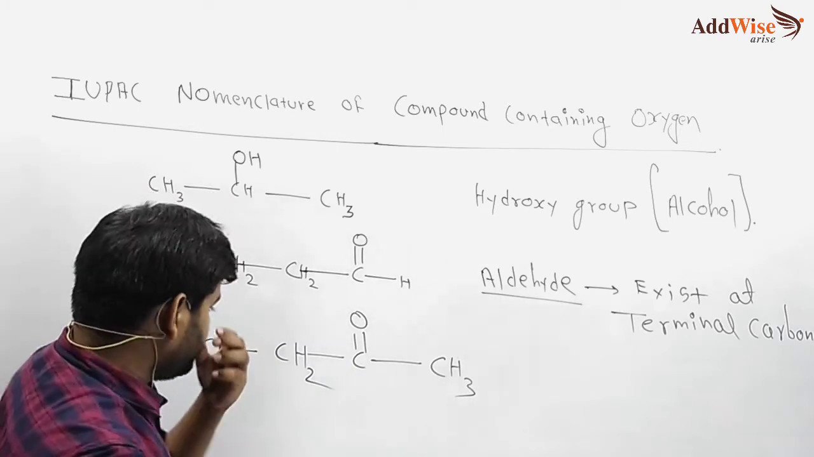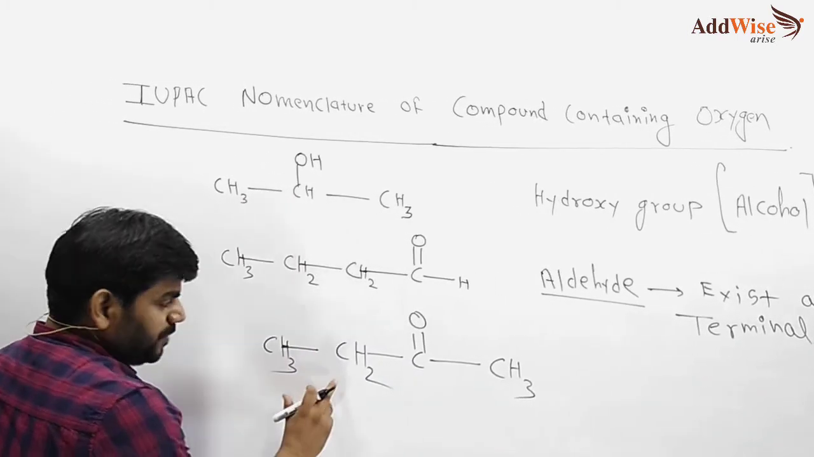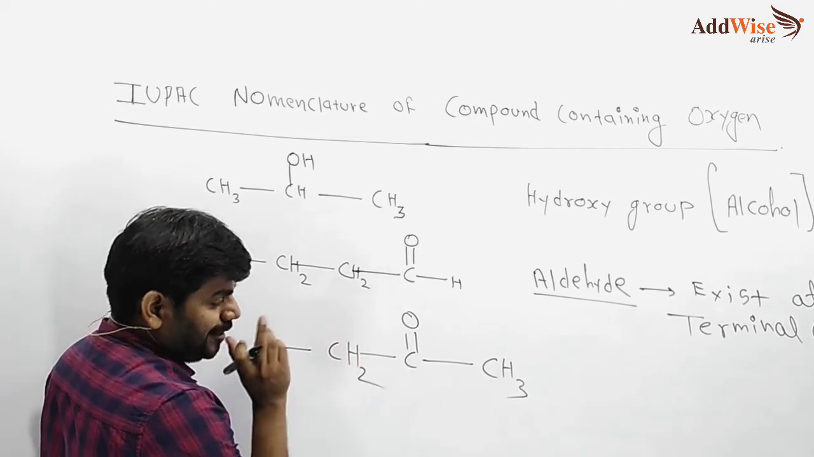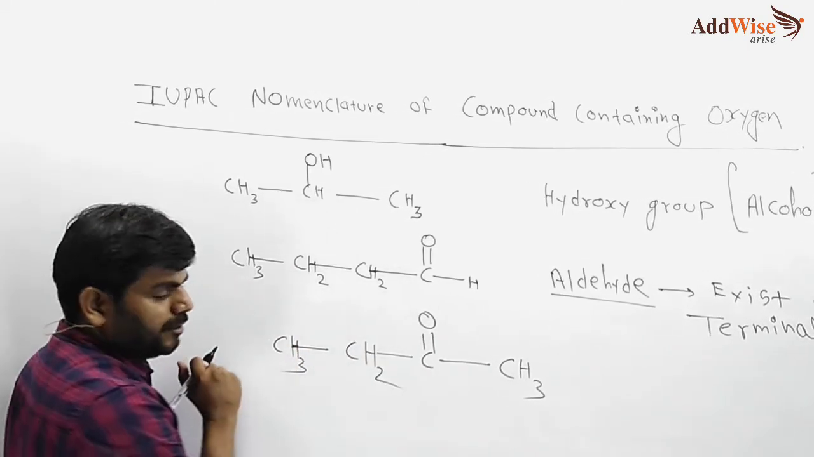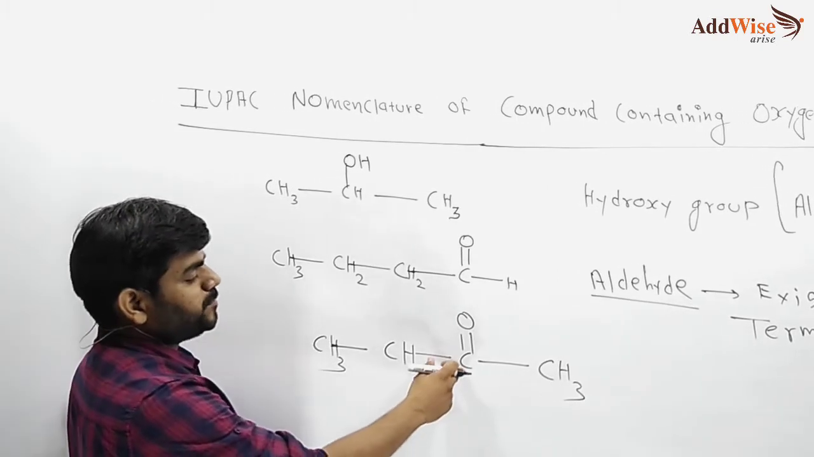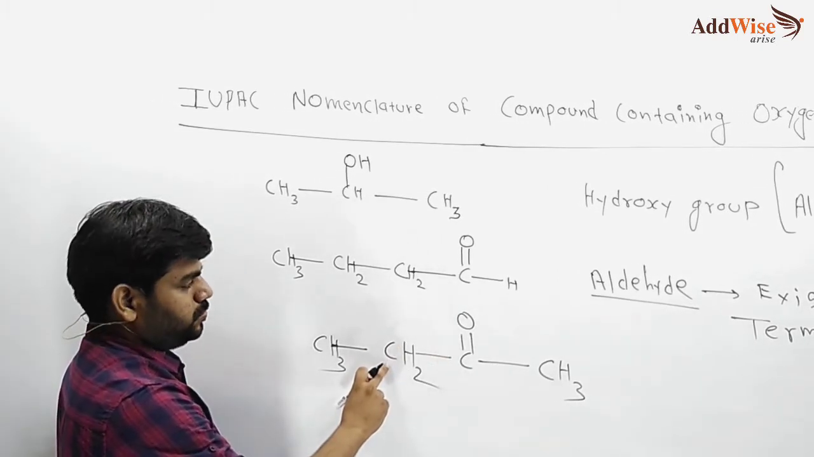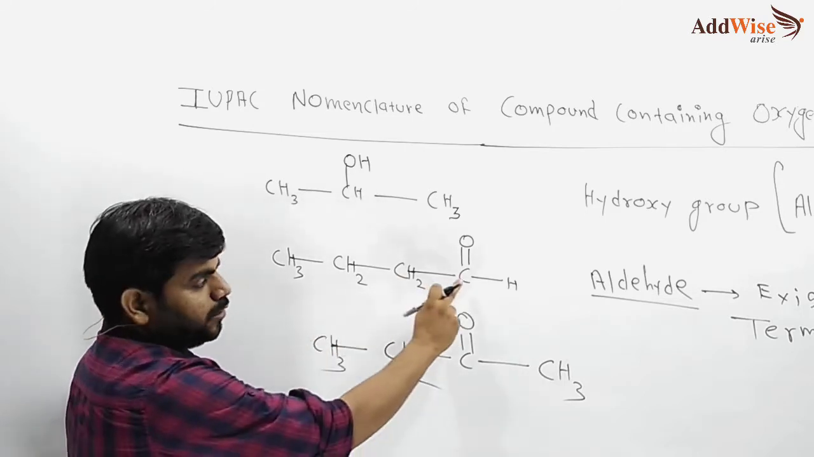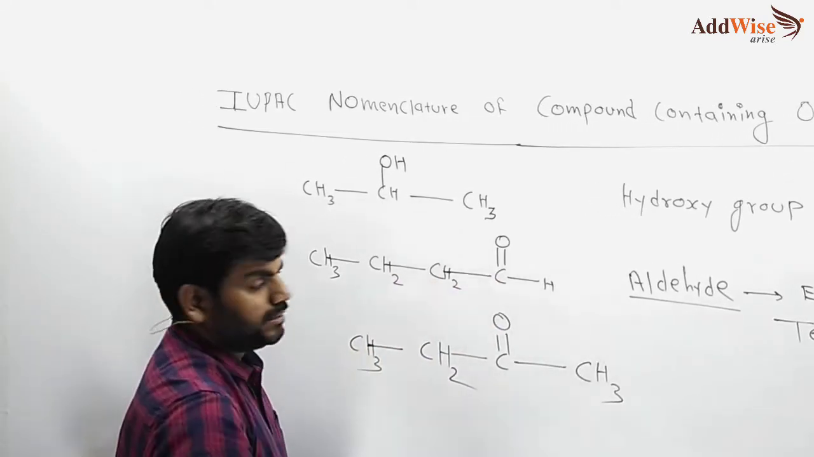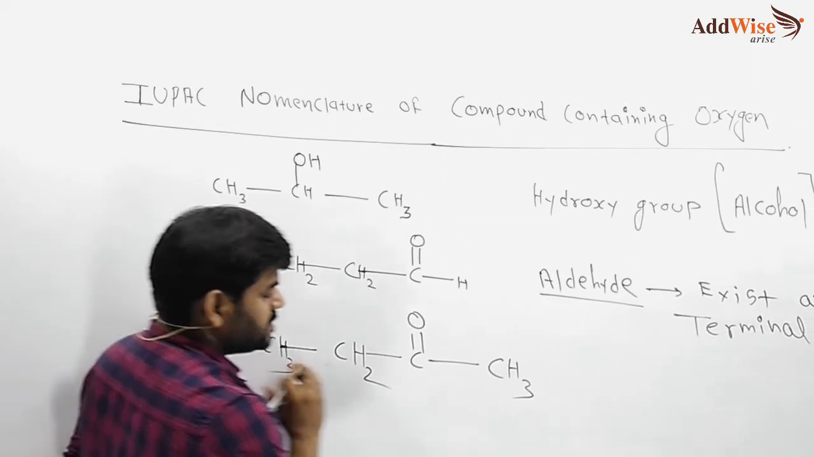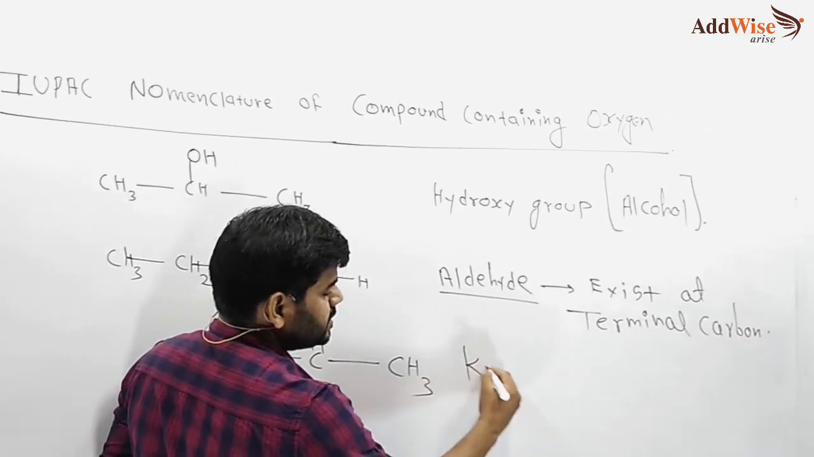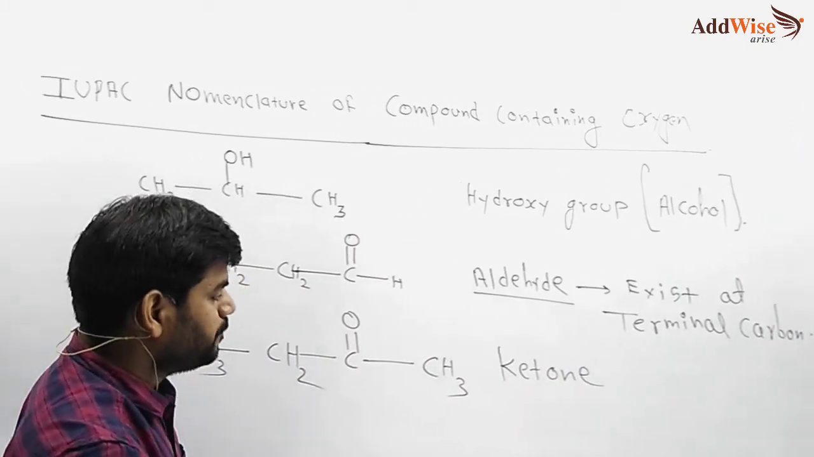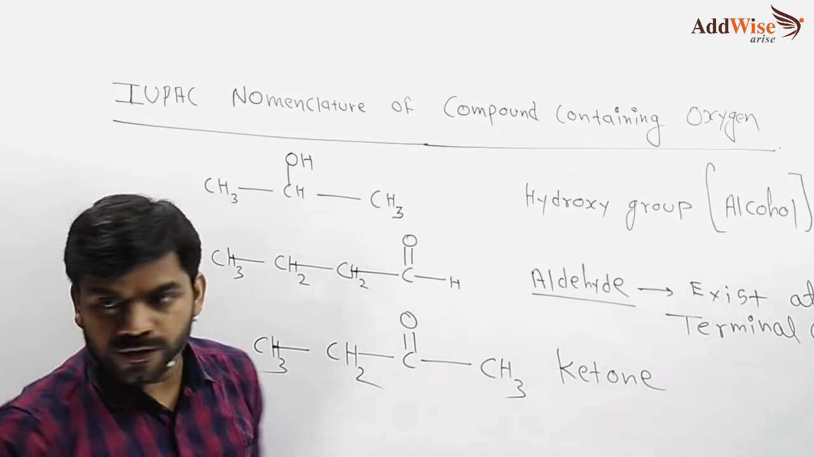Now, students, one more explanation: ketone can never exist at a terminal position. It always exists in between the carbon chain, so we can change the position of the ketone. But the aldehyde group cannot be changed from the terminal position. It will always occupy the terminal position. So this is the ketone group, and I can say this compound contains the ketone functional group. Now let's take one more example.